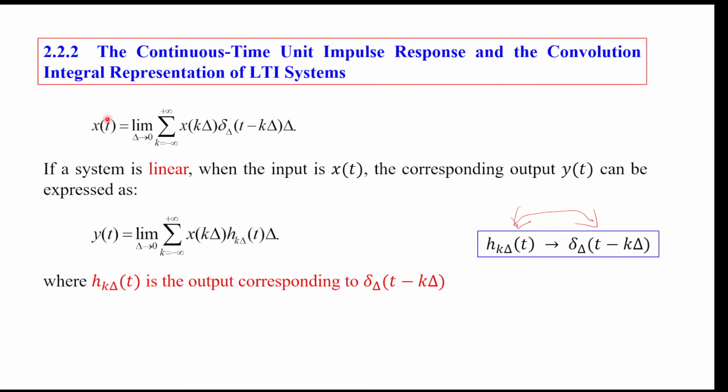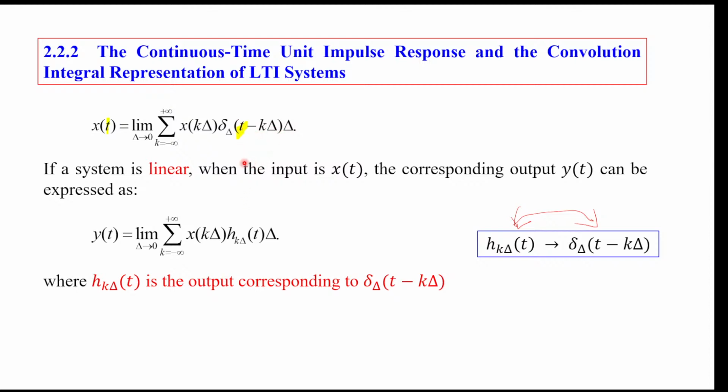But before we take a limit, we think about how this is now a linear combination of a whole bunch of signals. This is x of k delta, which is just a number. So in this expression, the only part depending on the independent variable t is the delta sub-delta function, t minus k delta.